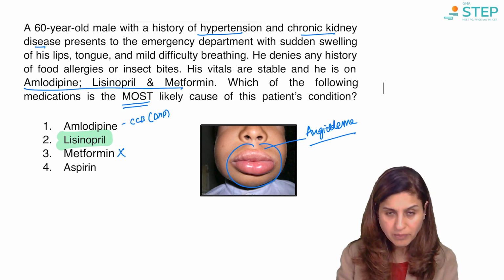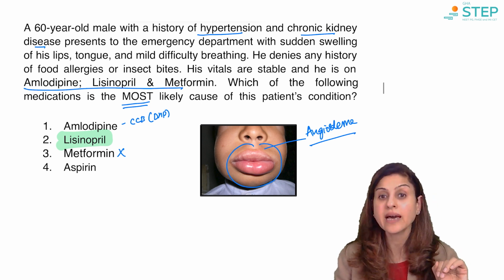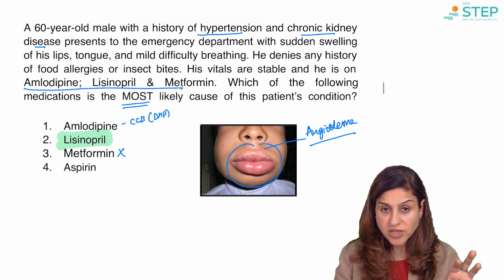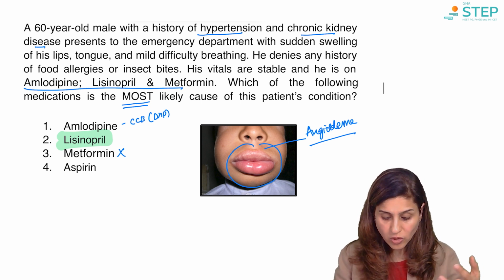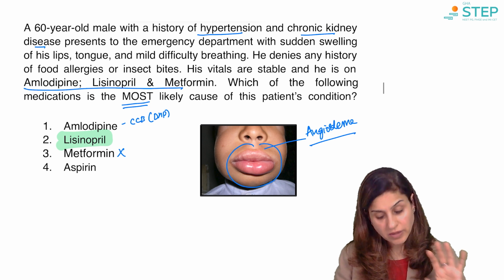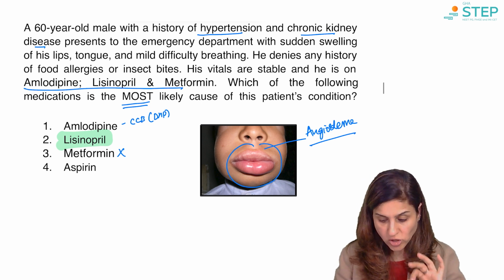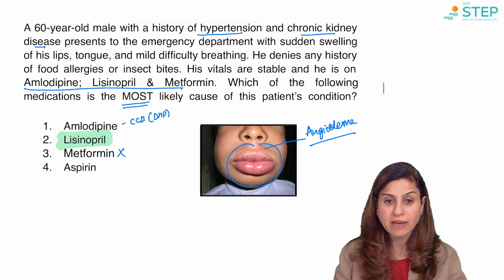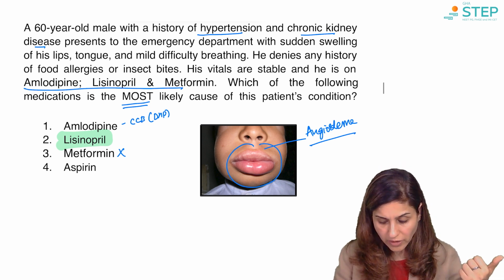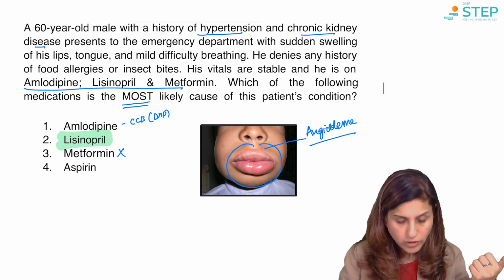So any ACE inhibitor or even an ARB, angiotensin receptor blocker, like losartan, candesartan and all those drugs, they all have the tendency to cause angioedema. So angioedema's most likely cause is either your ACE inhibitors or your ARBs, right? So this is the correct option here.